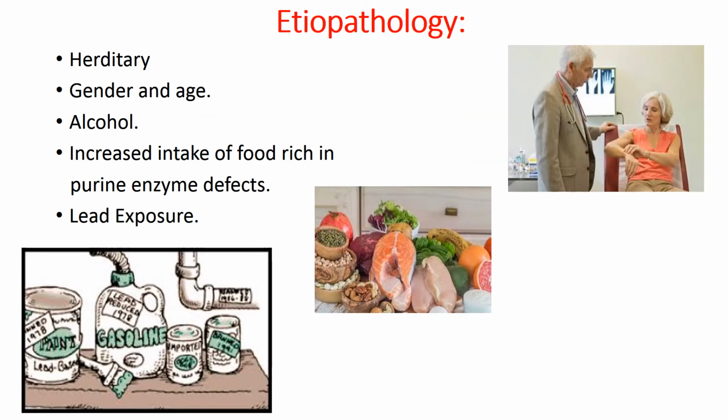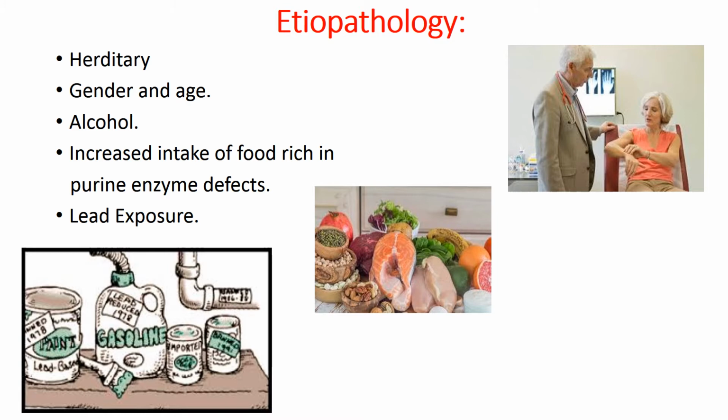Now about the etiology of this disease. It has been seen that gout runs in families. There is definitely a genetic predisposition for this disease. Gender and age: it is more common in males than females, and especially people who are elderly are more prone to this disease than the younger ones.